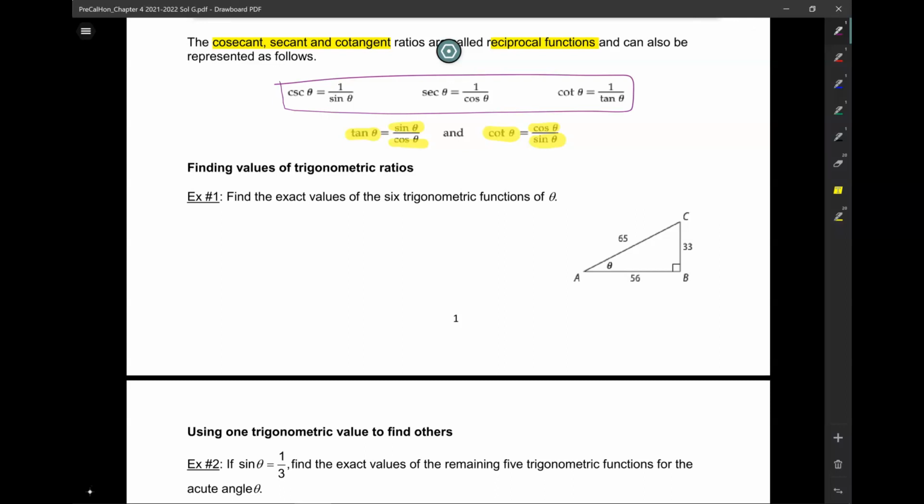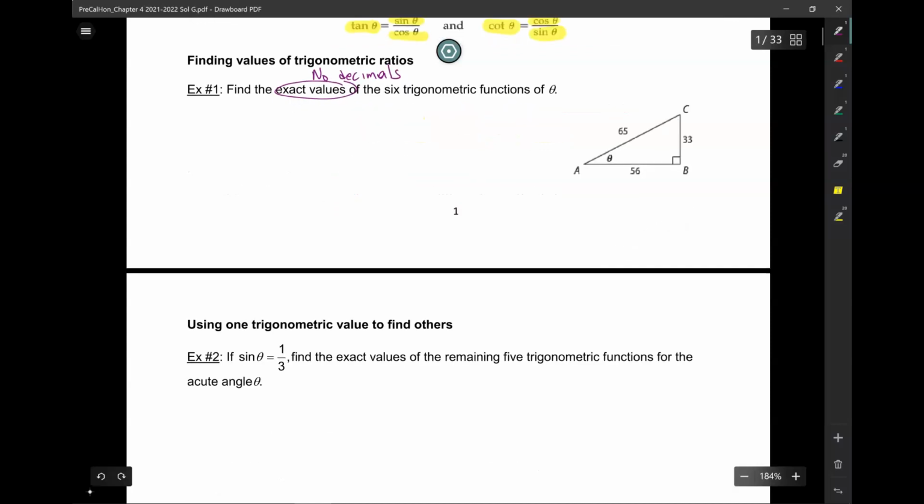Basically, it says find the exact values of the 6 trig functions of theta. What do exact values mean? Fractions, roots, no decimals. Because 1/3 is 0.333333, right? So if I round to 0.3, that's an approximation. The exact value is 1/3. Okay? All right. We want the trig functions of theta.